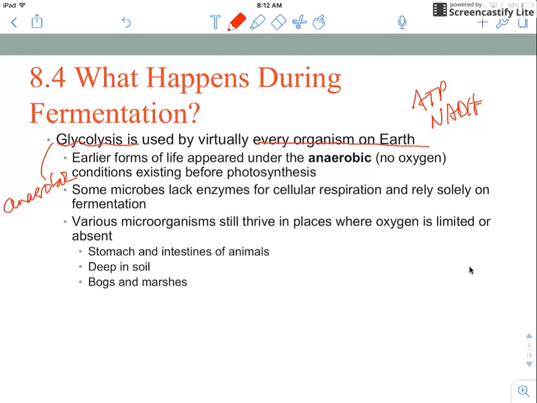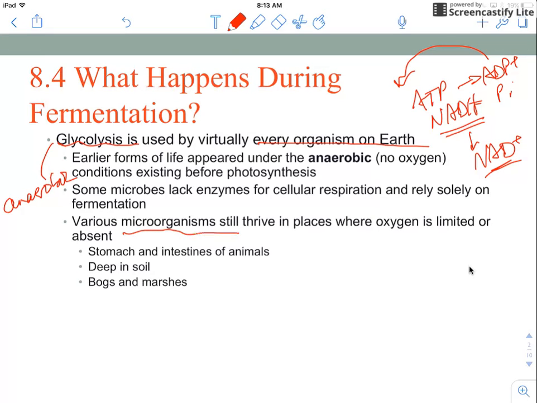It also uses ATP, so it breaks it down into ADP plus Pi. So that helps to recycle the ADP in order to keep making ATP. But nothing in glycolysis breaks down the NADH, so you get the NAD+ back. So what fermentation does is it does just that, and we'll see that on the next slide.